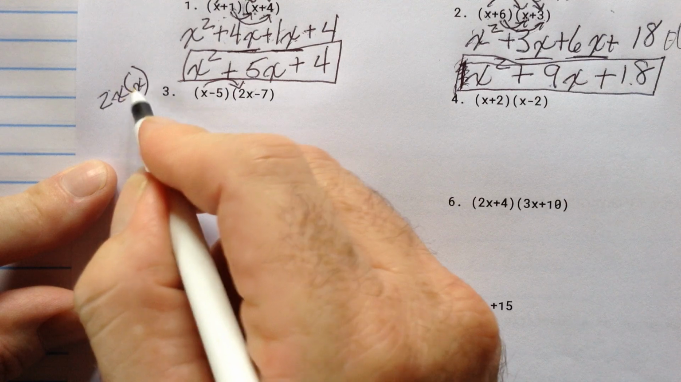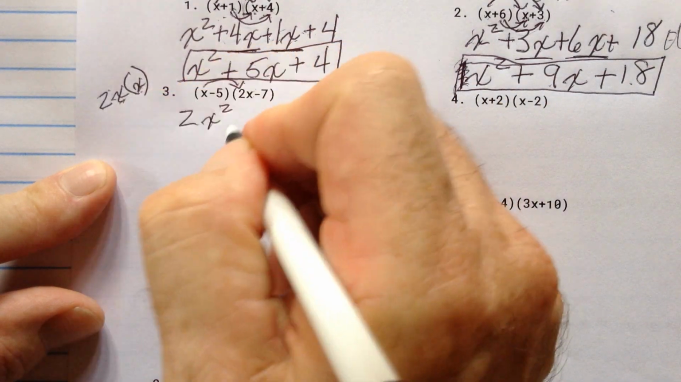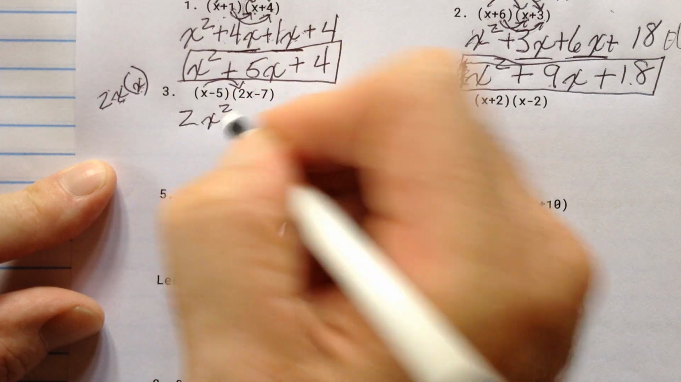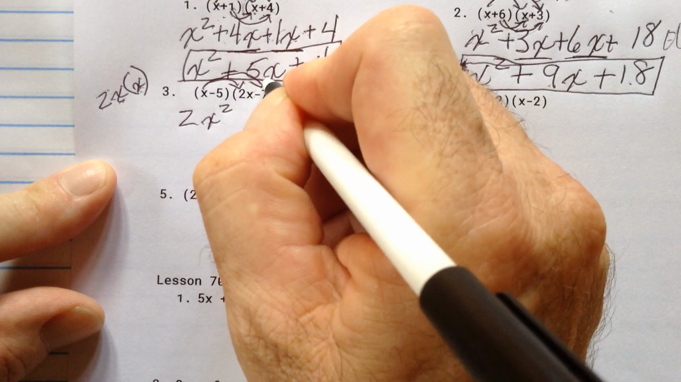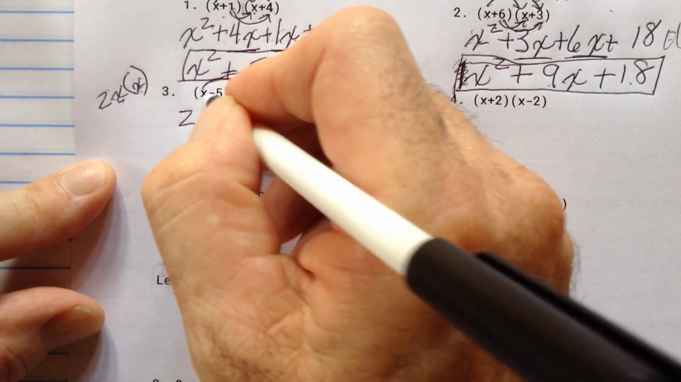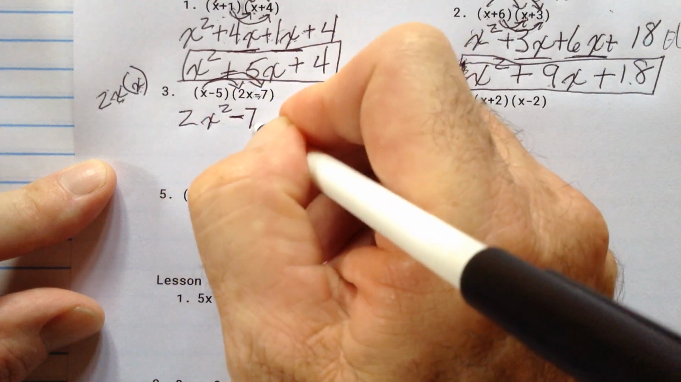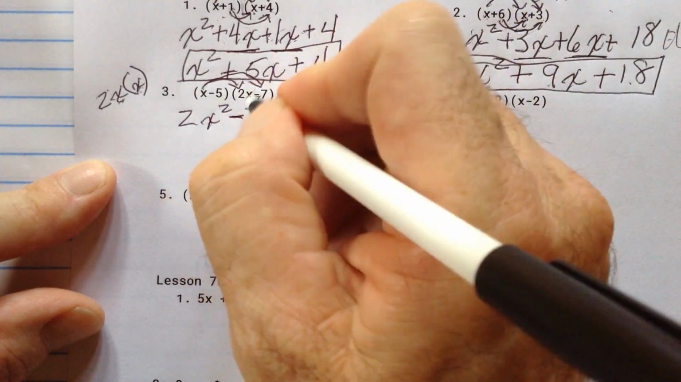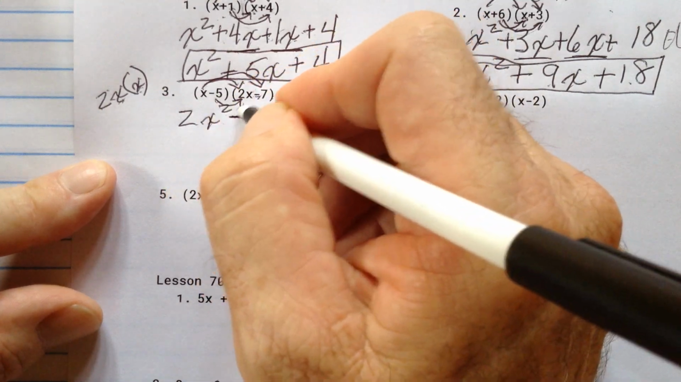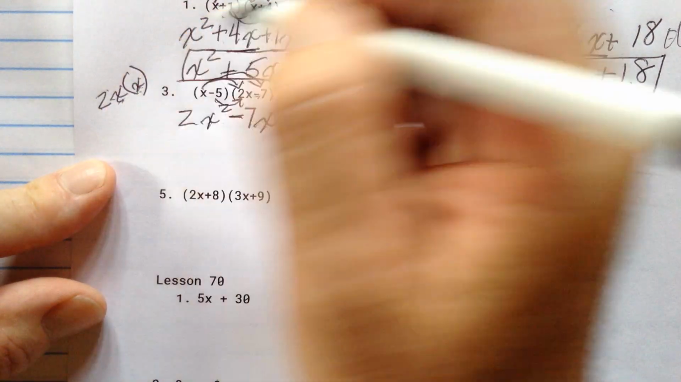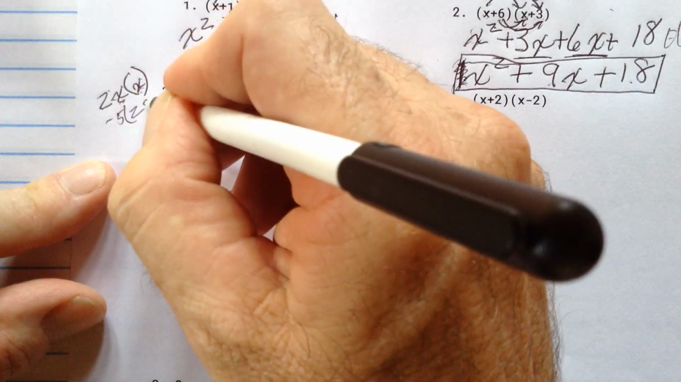So 2x times x, that'll be 2x squared. These two x's, x times x will become x squared. And then I gotta go x times negative 7. So that'll be not plus but negative 7x. And then I gotta distribute this way. I gotta go negative 5 times 2x.